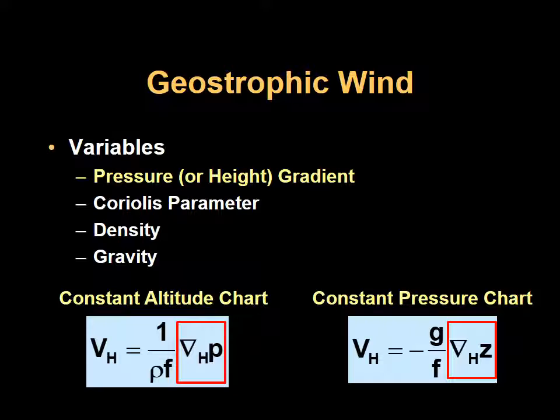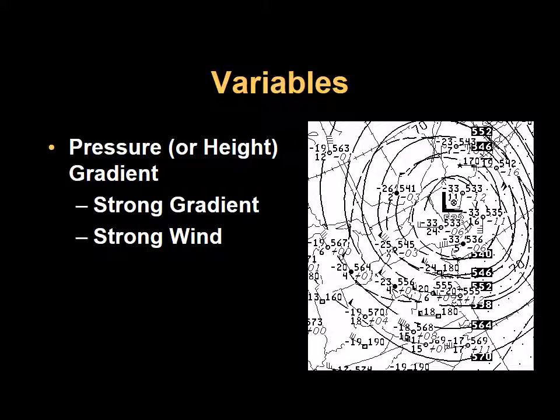You remember, we're looking at the pressure gradient on constant altitude charts, and we're looking at the height gradient on constant pressure charts. So if the pressure or height gradient is very strong, then you're going to have a strong wind. And when do you have a strong pressure or height gradient? How do you know you have a strong pressure or height gradient? That is when you see many contours or many isobars very close to each other.